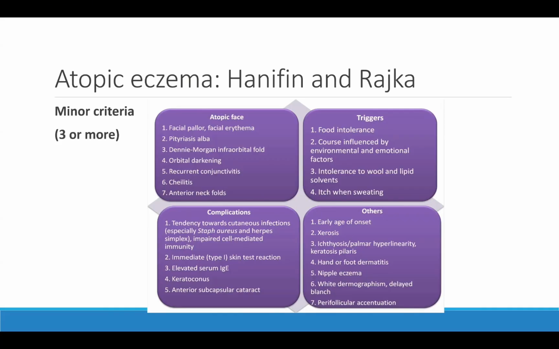Next, immediate type 1 skin test reaction. Elevated serum IgE, the presence of keratoconus or anterior subcapsular cataract. And under miscellaneous or others, I like to put early age of onset, xerosis or dry skin, ichthyosis or palmar hyperlinearity, keratosis pilaris, hand or foot dermatitis, nipple eczema, white dermographism or delayed blanch, as well as perifollicular accentuation.